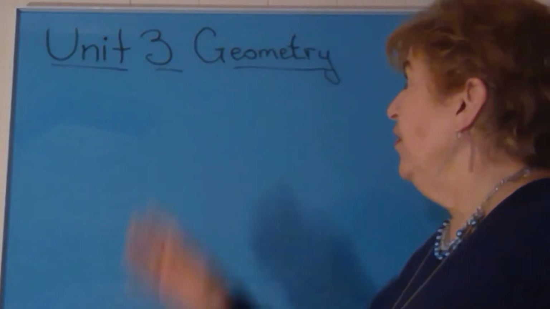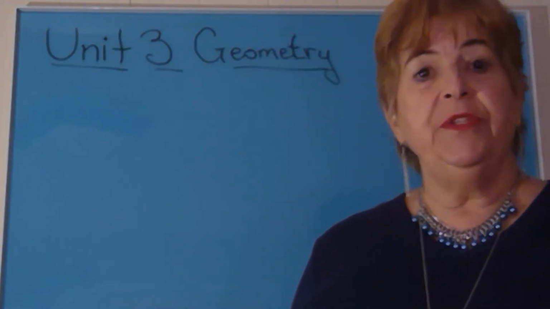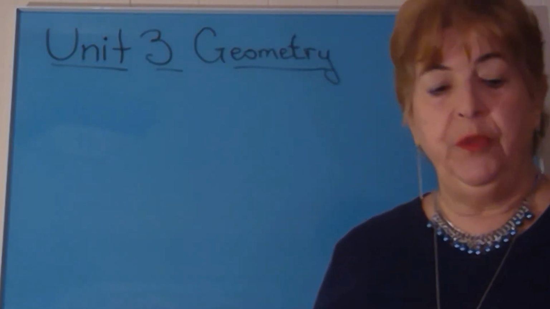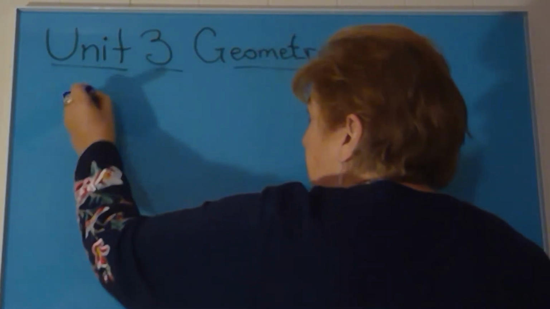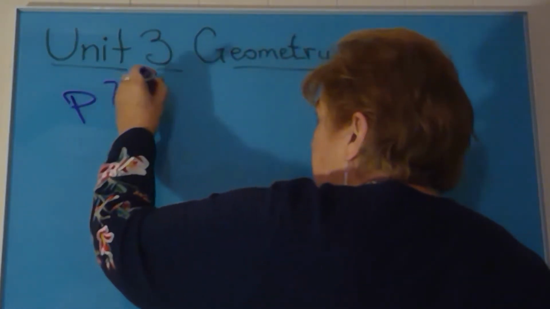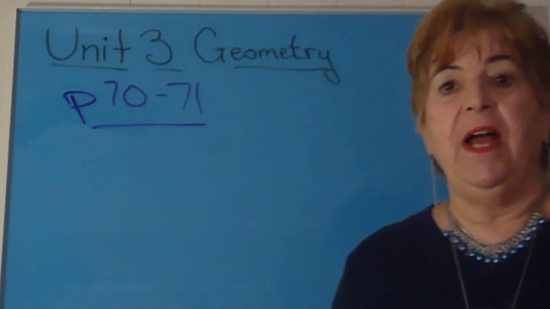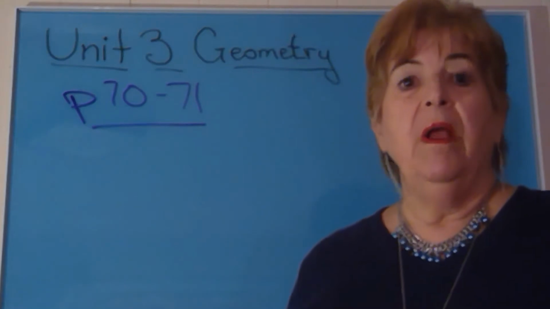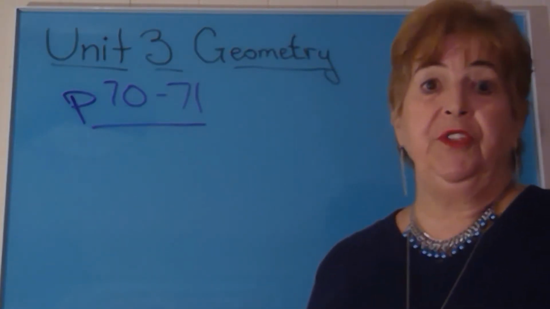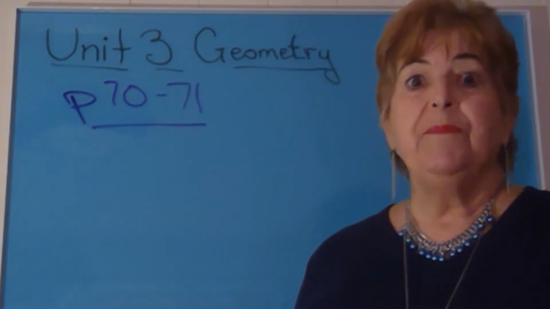We're ready to start Unit 3, which is on geometry. The first thing I would like you to do for this unit is the crossword puzzle, which is in your handbook. It's page 70 to 71. You'll find the crossword puzzle there. The crossword puzzle is geometry terms that you should at least be familiar with.